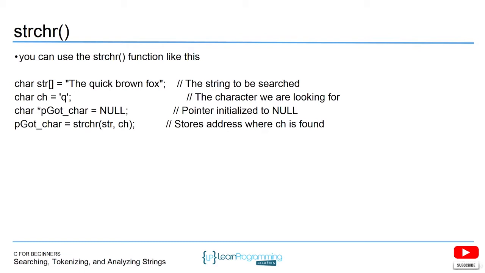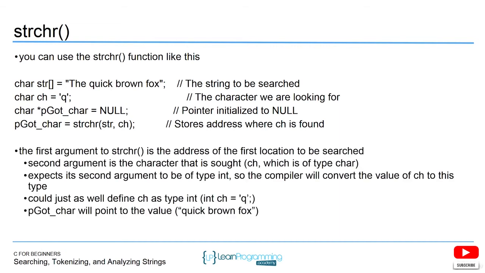So pChar is really going to be pointing to the 4th index of str. Because T is sub 0, H is sub 1, E is sub 2, space is sub 3, Q is sub 4. So pChar is going to point to Q in "the quick brown fox". And so you can see exactly where that character starts in that string.